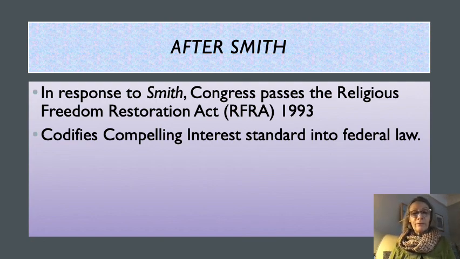Basically, it says that if a federal, state, or local government wants to have a law on the books that infringes upon somebody's free exercise of religion, they can only do that if they can demonstrate that there is a compelling interest and that they're doing that in the least restrictive way.